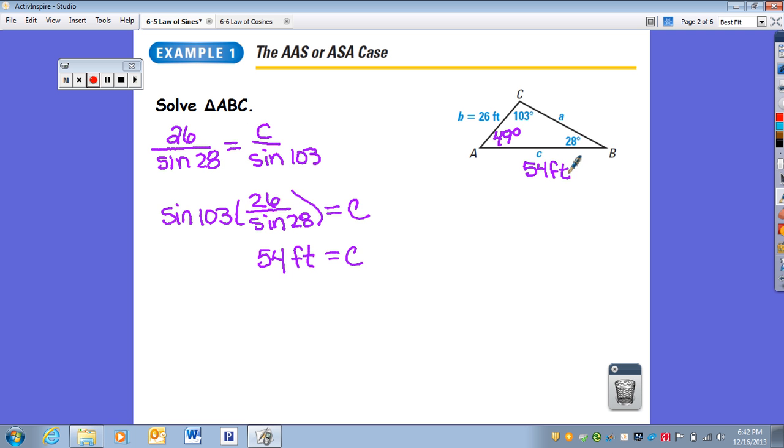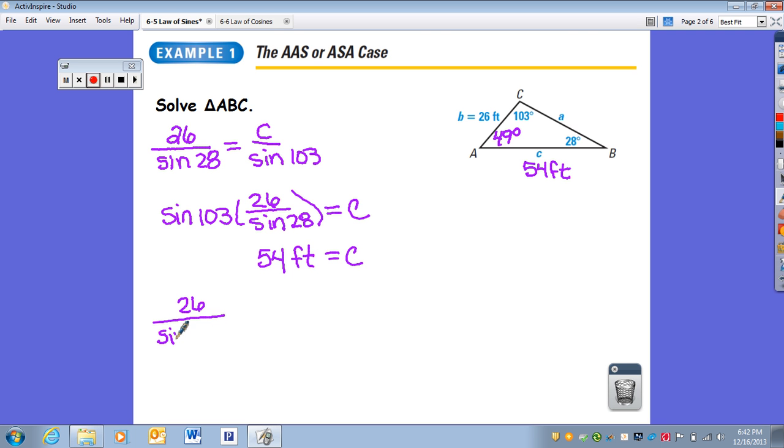Now we can use the same concept to solve for side A. It is easier if you put the unknown in the numerator, or the top of your ratio, and easier to solve and set up that way. So let's use our same ratio because we are given that B is 26 feet and that the measurement of angle B is 28 degrees.